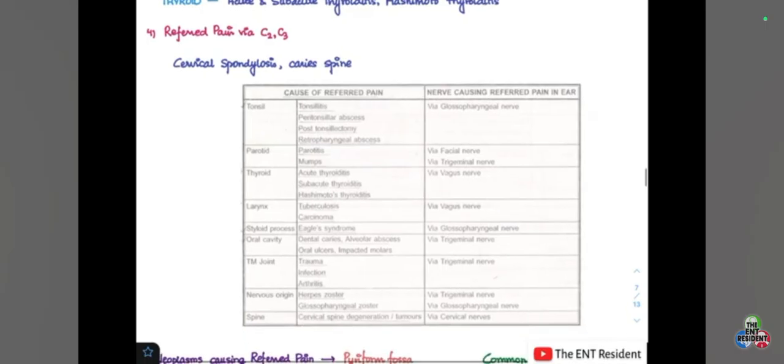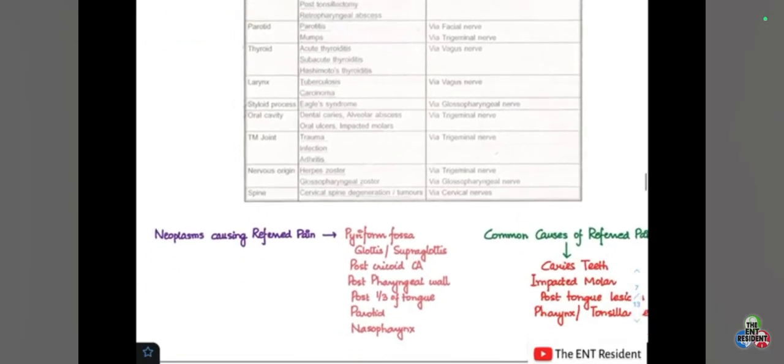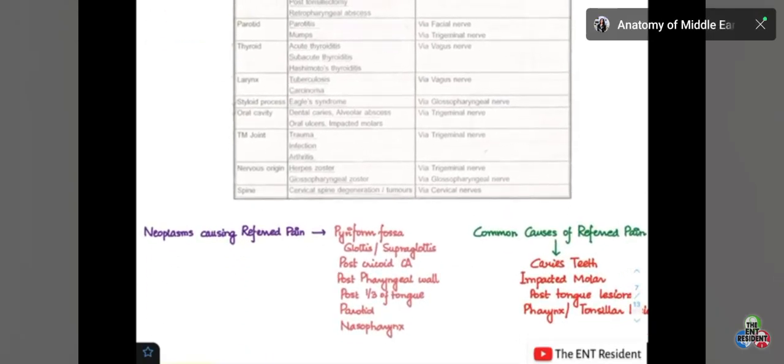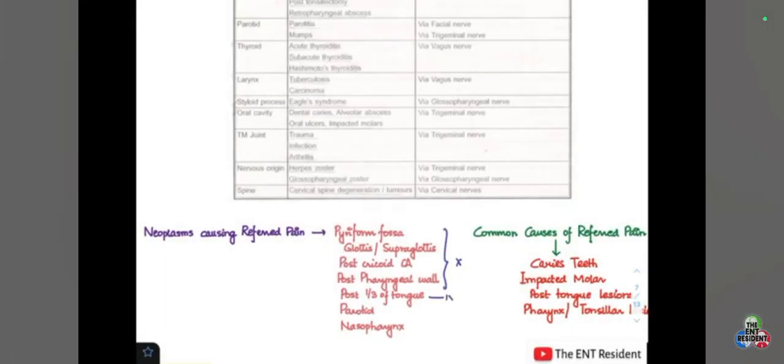Now this is a precise chart which gives you all the causes of referred pain in the ear, as well as the nerves involved in each of these causes. So it can involve the tonsil, parotid, thyroid, larynx, styloid process, oral cavity, TM joint, nerve origin, and spine. And all of these are either via the 5th, 9th, 10th cranial nerve or the C2, C3 cervical nerves. Now, the neoplasms which can cause referred pain are pyriform fossa, glottis and supraglottis carcinoma, post-cricoid carcinoma, posterior pharyngeal wall carcinoma. These are all via the 10th cranial nerve. Posterior 1/3 of the tongue is via the 9th cranial nerve. Parotid and the nasopharynx.